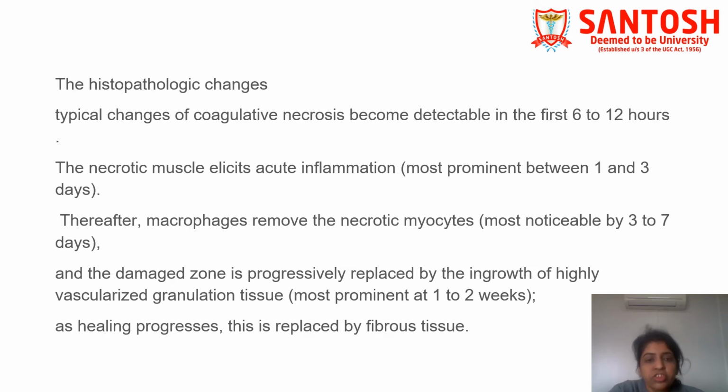Among the histopathological changes, typical changes of coagulative necrosis become detectable in the first 6 to 12 hours. The necrotic muscle elicits acute inflammation, most prominent between 1 and 3 days. Thereafter, macrophages remove the necrotic myocytes, most noticeable by 3 to 7 days, and the damaged zone is progressively replaced by the ingrowth of highly vascularized granulation tissue, most prominent at 1 to 2 weeks. As healing progresses, this is replaced by fibrous tissue.